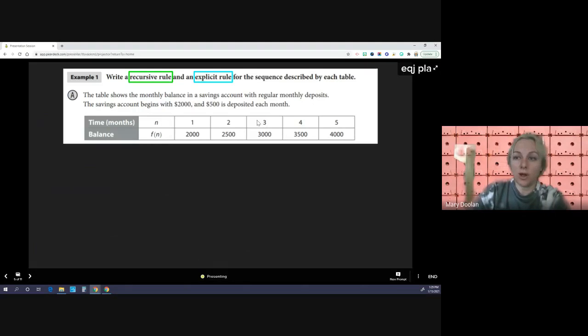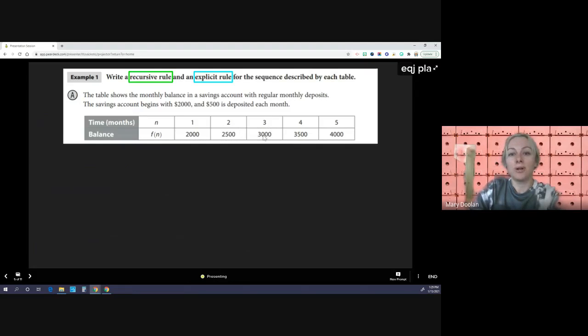So if we want to know how much money is in this account, we're saving money, a table of values is a good way to figure out the short term. I know at month 1, I have $2,000 because it tells me I begin with that right here. And then next month, I have $500 more added to 2,000. So now I'm at 2,500. Month 3, I'm up to $3,000.